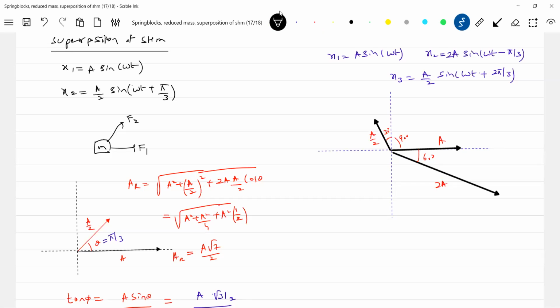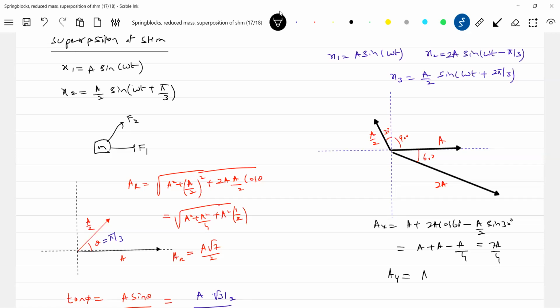I think you know how to resolve vectors. Get the x component first: A plus 2A cos 60 minus A by 2 sin 30. A plus A minus A by 4, that is 7A by 4. This is the x component of the amplitude. This is purely mathematical. Don't think, sir, where is x and y? This is the resultant x and y component. Okay, this will be along the y-axis.